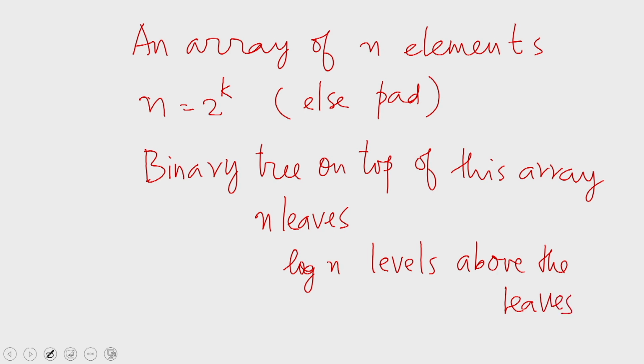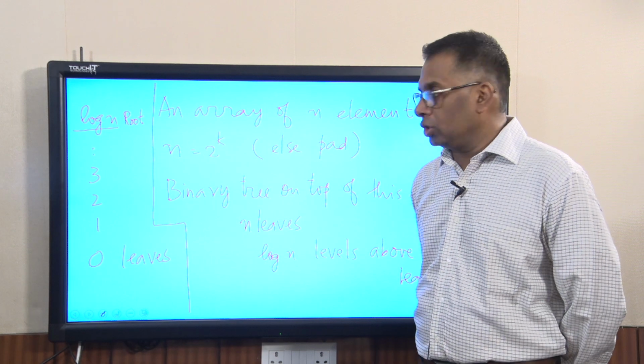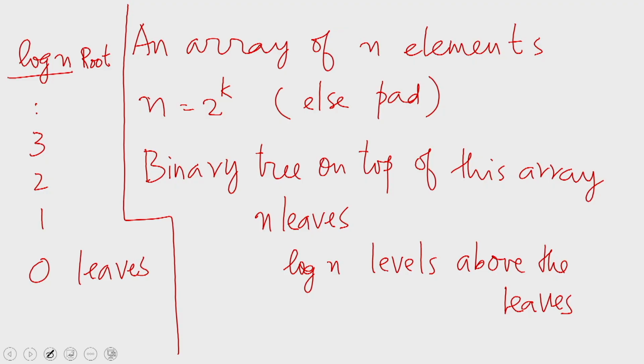So, let us say the leaves are labeled 0, that is, the leaves are at the 0th level, the parents of the leaves are at level 1, then we have level 2 and so on, and the highest level is labeled log n. This is where the root is. So, we construct a binary tree on top of the given array of n elements. So, this binary tree has log n plus 1 levels on the whole, the leaves are at level 0 and the root is at level log n.